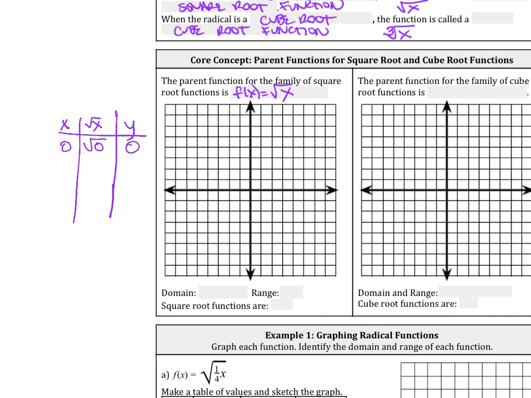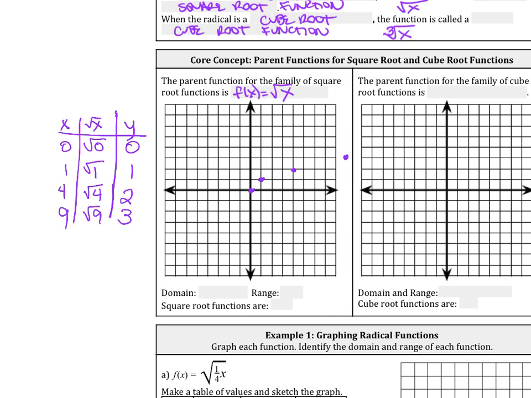Then what's another good number? 1. Square root of 1 is 1, so that's good. Then thinking about the square root, what's another good number to choose? 4. The reason that's good is because square root of 4 is 2. Then the next number would be 9, because square root of 9 is 3. So it works out really nicely. So let's graph this: (0, 0), (1, 1), (4, 2), and (9, 3).